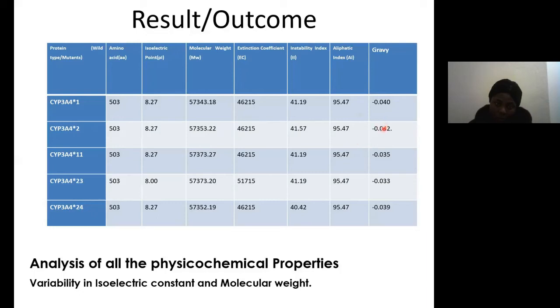The grand average of hydropathicity, which is the sum of all the hydropathy values, is low, and this indicates that there was more interaction between water and the protein. The graph for the selected mutants differs from that of the wild type. This is also seen with the molecular weight, because of the substituted amino acids in the selected variants.